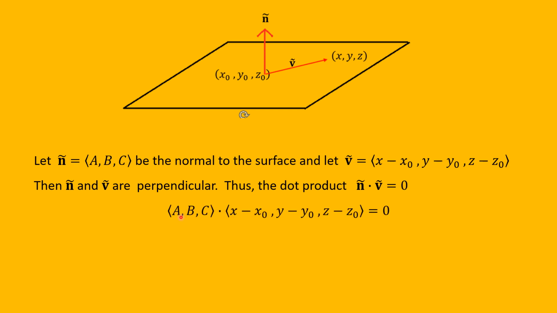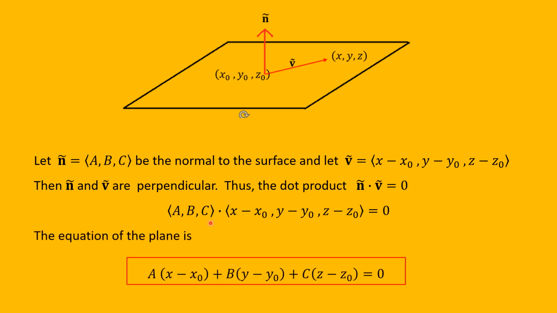So what does that mean? It means the vector n, which has components a, b, c, dotted with the vector v, which is this stuff, equals 0. Now let's remember how we take the dot product of two vectors. It's this component times this component plus the second component times the second component plus the third component times the third component. So this vector equation can be rewritten as a times (x minus x naught) plus b times (y minus y naught) plus c times (z minus z naught) equals 0. So this is one way that we can write the equation of that plane.